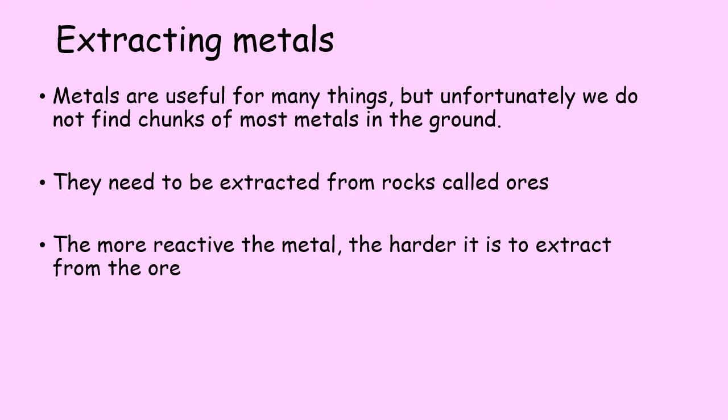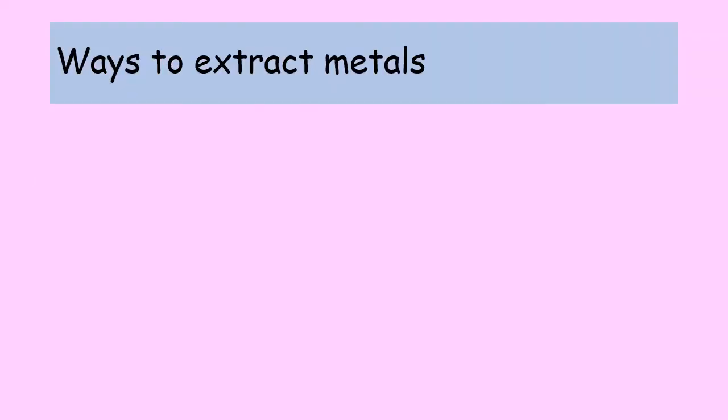Metals are particularly useful, but most metals are not just found naturally lying around on the earth. They need to be extracted from rocks called ores. And when it comes to metals, the more reactive the metal, the harder it is to extract that metal from its ore. And so we're going to look at a few different ways in which metals can be extracted and be correlating the reactivity of the metal to the method needed to extract it from its ore.